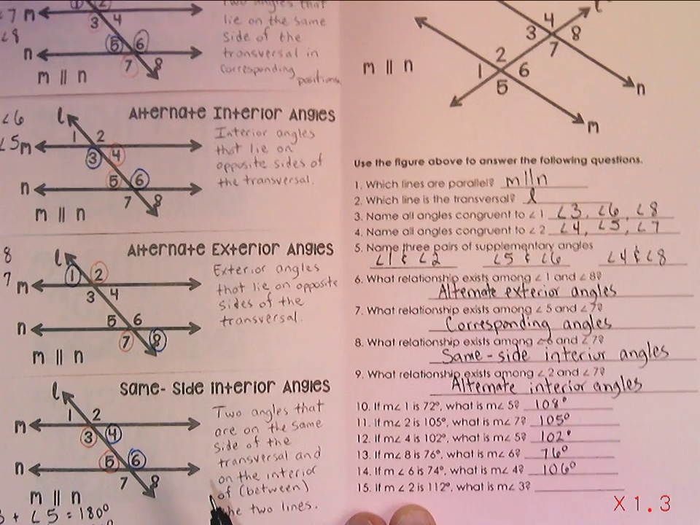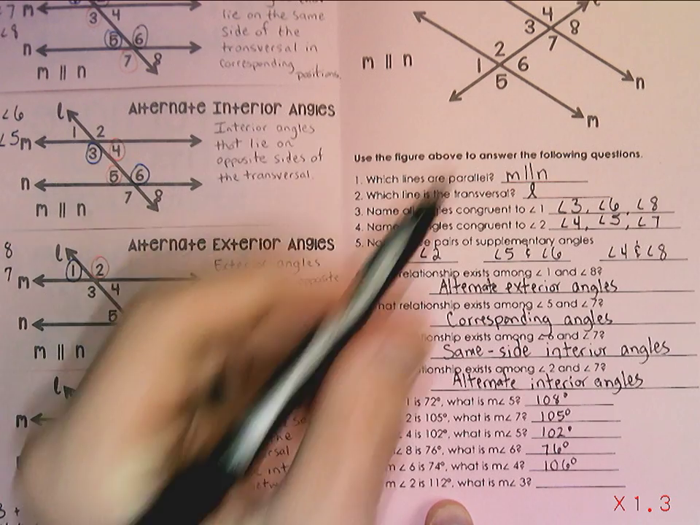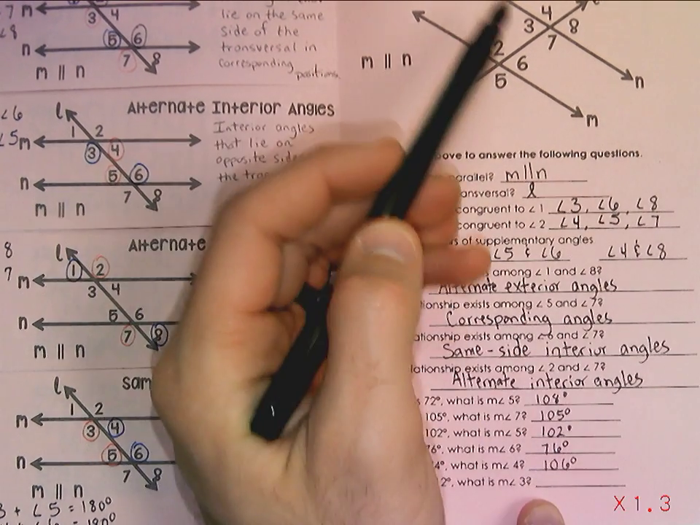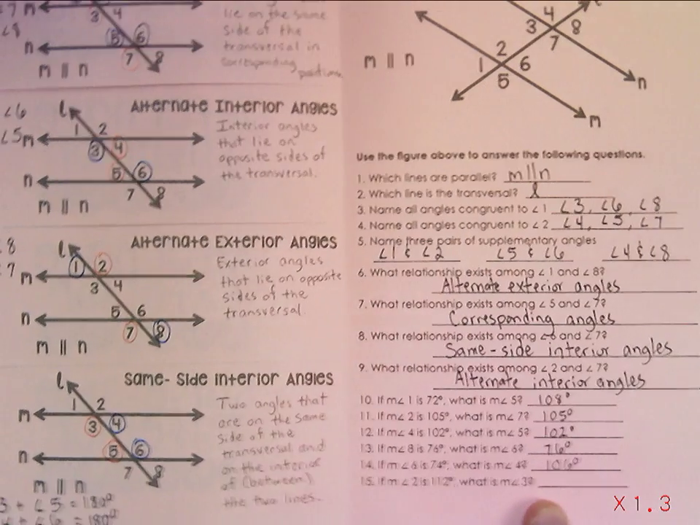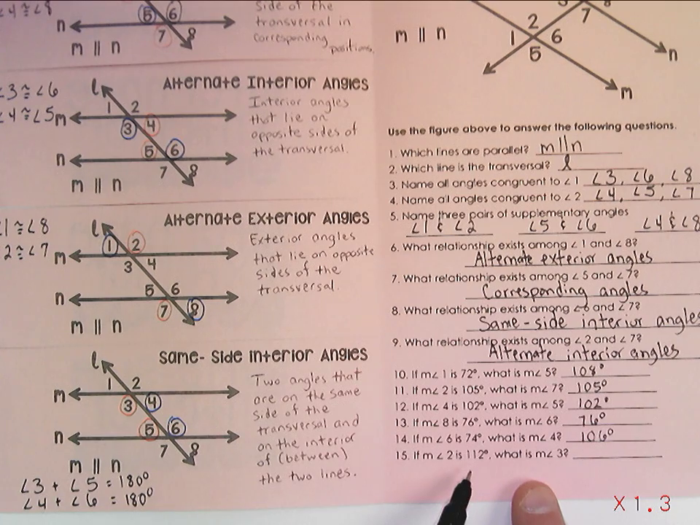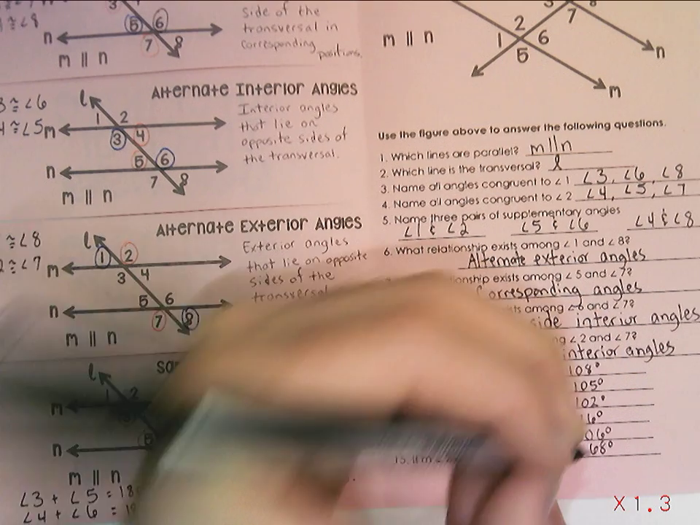And last but not least, number 15 says, if the measure of angle 2 is 112 degrees, what's the measure of angle 3? Those are same side interior angles. We know that those add up to 180 degrees. So we would just need to do 180 minus 112, and that would give us 68 degrees.